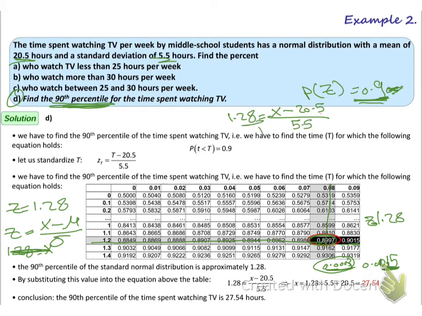So by cross multiplication, I get that X equals 27.54. Okay. So X in my case is the time. So the time will be 27.54. So at this time, he will be having the 90th percentile or the 90% probability of the time spent in watching the TV. Okay, at this time, which is 27.54. And here let us see the time in minutes or in hours. It's in hours. Okay, at 27.54 hours.